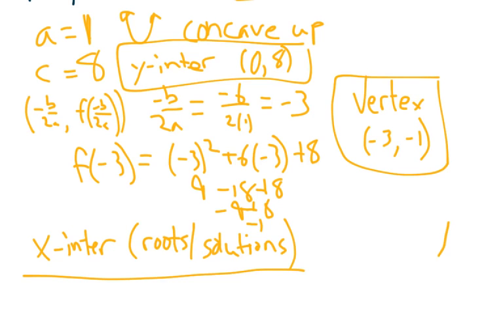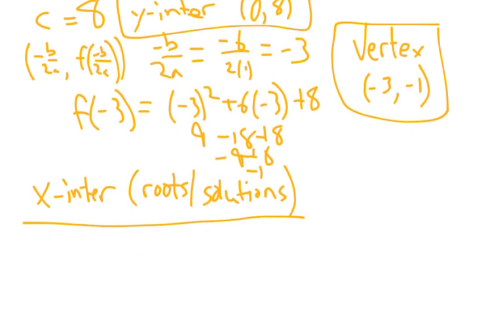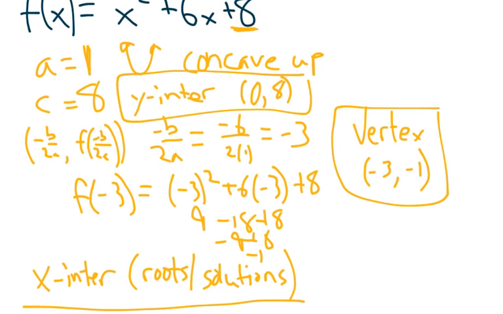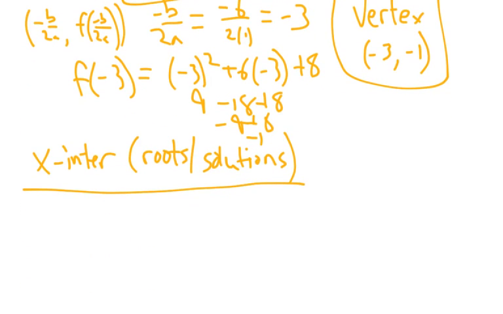Now, to find the x-intercepts, we want to do this only for a few parabolas, because some of them are more difficult than others. This one I think will be easy enough, because we're looking at x squared plus 6x plus 8. We take it, we set it equal to 0.